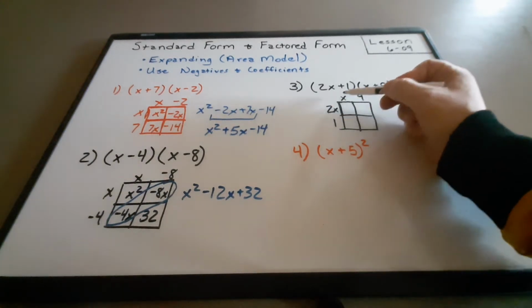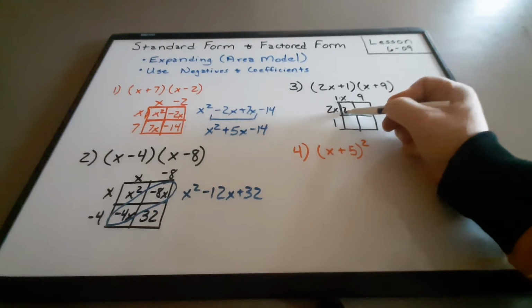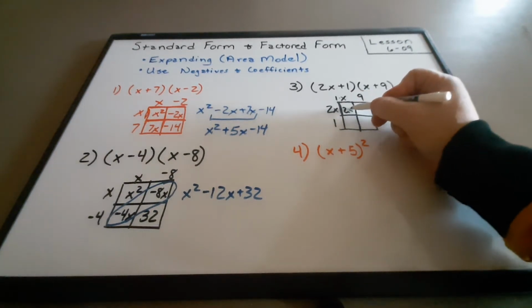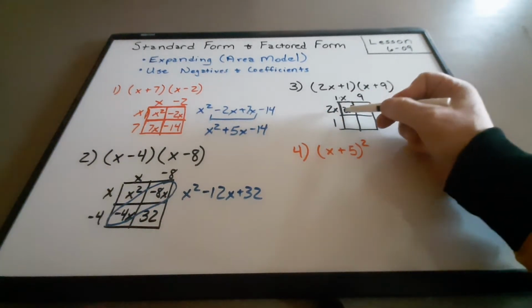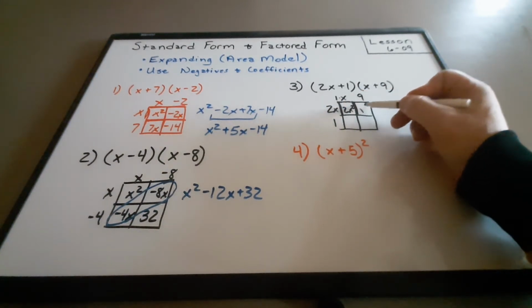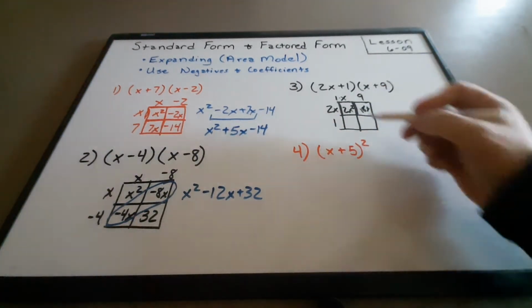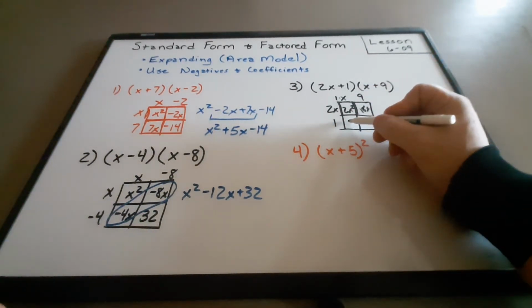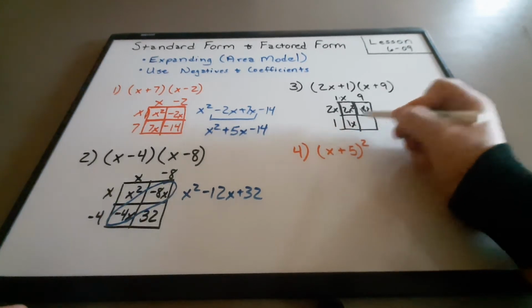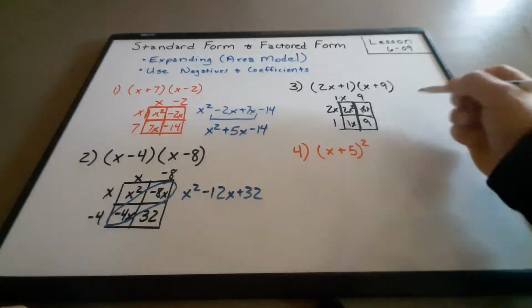Well, this is like a 2, and in front of this x is really a 1, so this is 2 times 1 gives us 2. We still have x times x gives us x squared. We're going to take 2x times 9, which is 18x. 2 times 9 is 18. We still have the x. 1 times x is 1x. And 1 times 9 is 9.